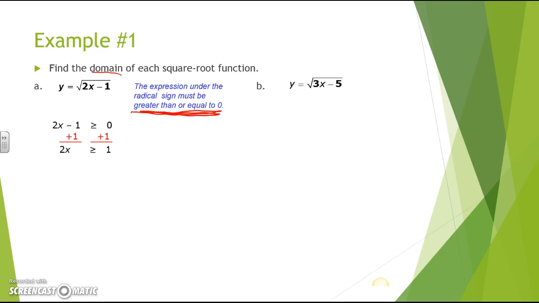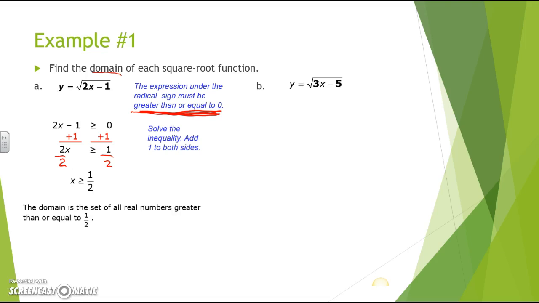So the way we set this up is we'll rewrite what's under the radical sign. 2x minus 1 is greater than or equal to 0, just like it says here in the example. So then we solve this inequality like normal. We would add 1 to both sides to get 2x is greater than or equal to 1. Then you divide by 2 on each side. So you're going to end up with x is greater than or equal to 1/2. So the domain of this square root function is all real numbers greater than or equal to 1/2. And this would be your answer.